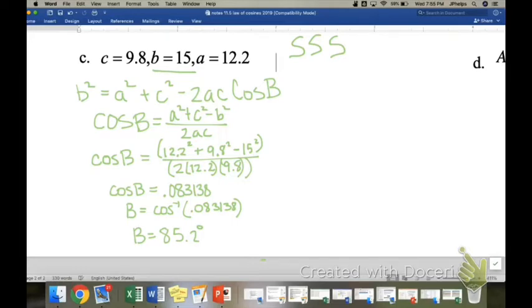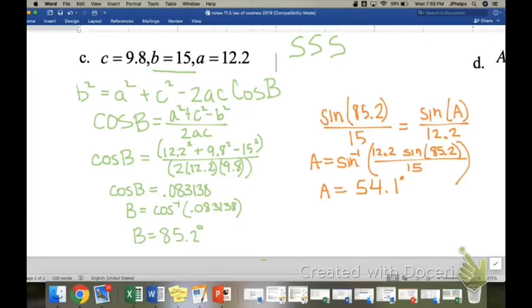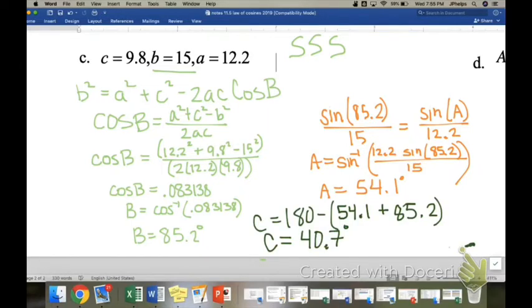And at this point, you can go ahead and finish solving the triangle. So we still need to know the other two angles, and you can use the law of sines for that. And using the law of sines, you can either solve for angle A or angle C next, and then take that angle and subtract from 180. So I'm going to show that, and you can pause the video if you want to check your solution, and then we'll go over part D. Angle A is 54.1. Now we subtract from 180 to find angle C. Angle C is 40.7 degrees.